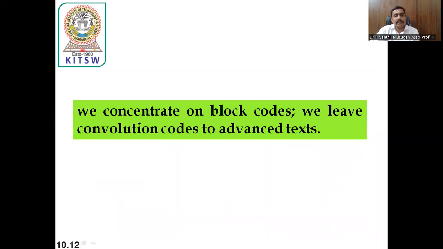Okay, we concentrate on block codes. We leave convolutional codes to advanced texts. There are two types of coding for identifying errors: block codes and convolutional codes. Convolutional code is a little more advanced technique. In this particular subject, we only cover block coding.